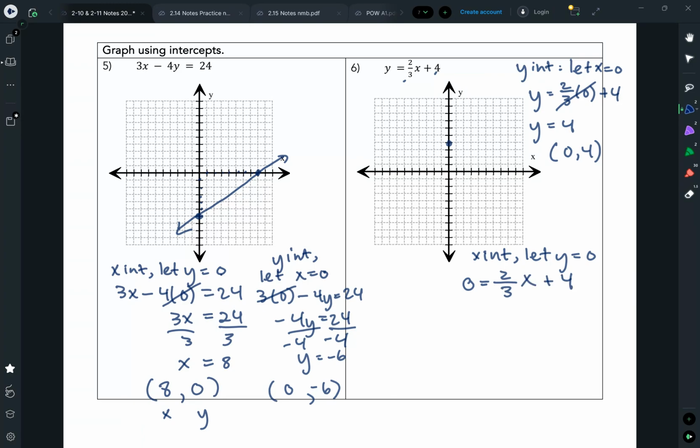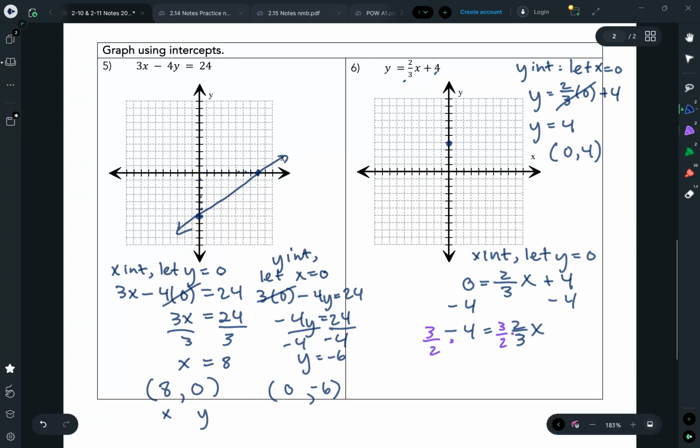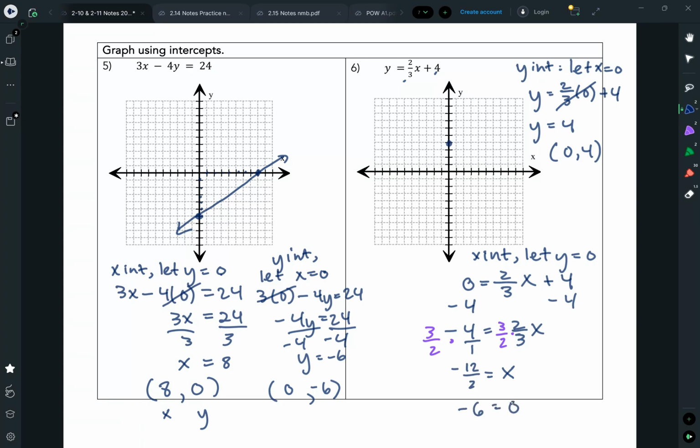So if I put a 0 in for my y, my solving steps would be first subtracting 4 on both sides, so that negative 4 is equal to 2/3 x. And then I would multiply both sides by the reciprocal, which is 3/2. So when I multiply on the right, 3/2 times 2/3 is just 1, and we get 1x. On the other side, the 4 is over 1, so it's like negative 12 over 2, or negative 6. You could also just reduce the 4 and the 2.